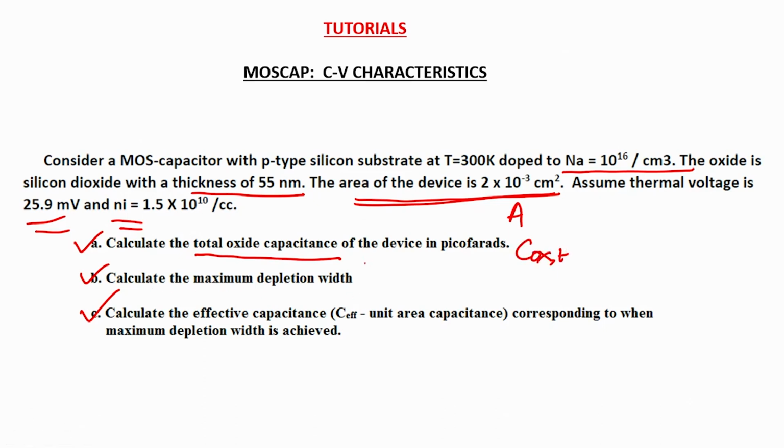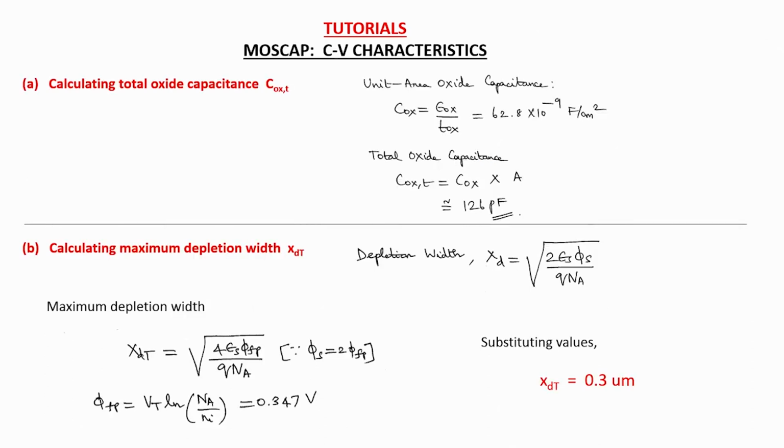which is Cox total, the total, not the unit area capacitance, but the total capacitance of the device. And you are asked to calculate the maximum depletion width, which can be denoted as x dt, and the effective unit area capacitance at the point where the maximum depletion width is achieved in the MOS capacitor. Okay, so the solution goes like this. It's very straightforward that Cox is epsilon ox over Tox, and this is the unit area capacitance. The total capacitance is the product of the unit area capacitance and the total area of the device. So when you plug in values, you can see that it is 126 picofarads.